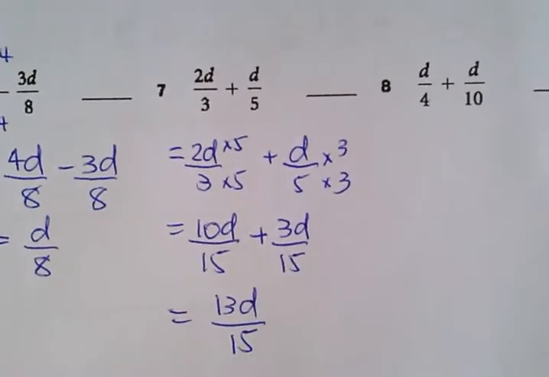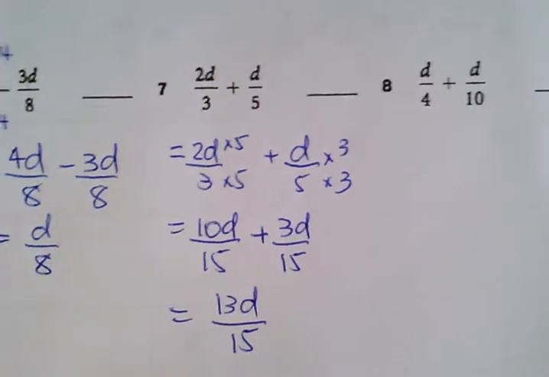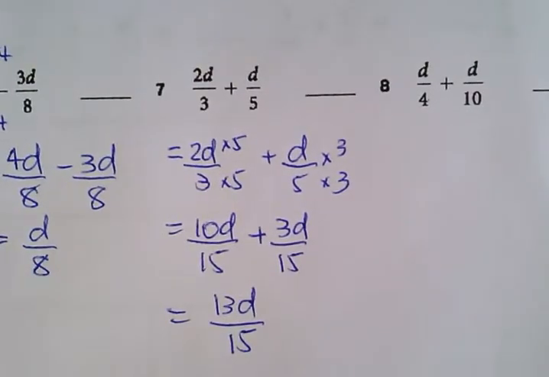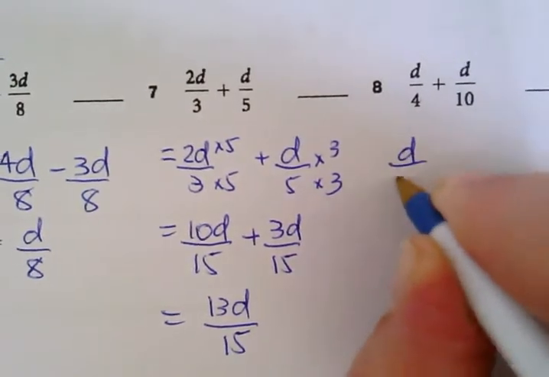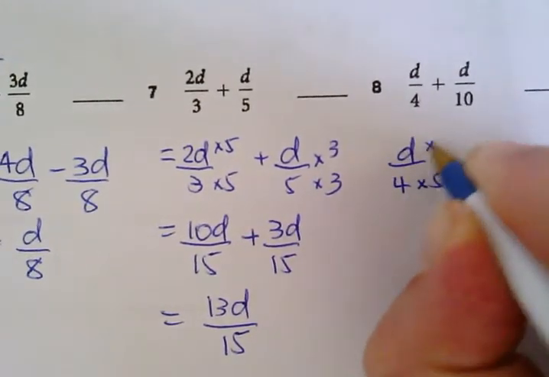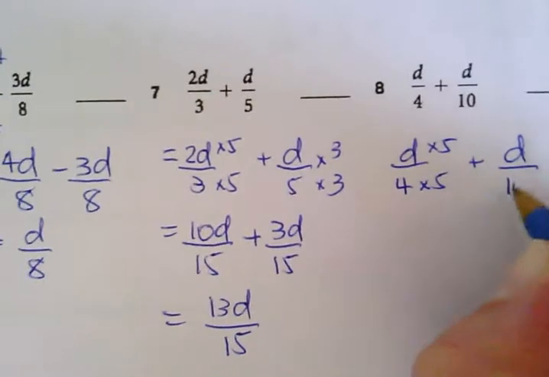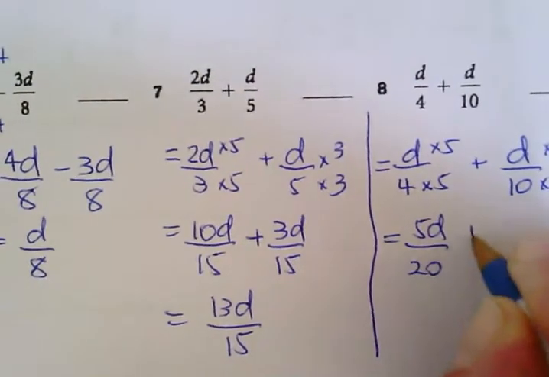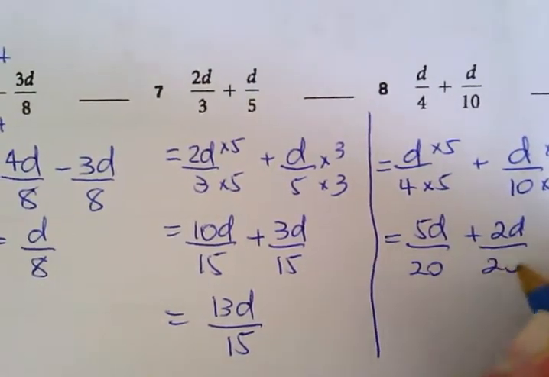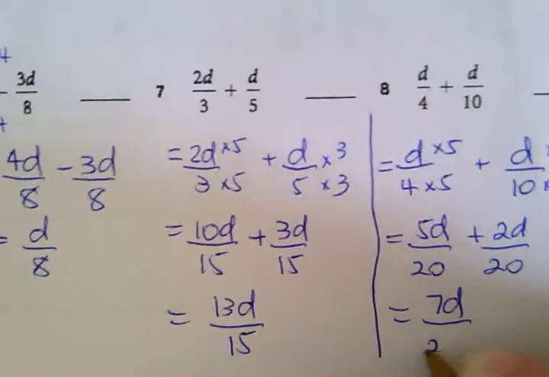But you can make it 40. But if you do, you'll have to simplify. So if you went 40, you would have got 14d over 40, which is 7d over 20, as long as you simplify it. So I'm going to go common denominator 20. So times 5 times 5, and times 2 times 2. And we get 5d over 20 plus 2d over 20 is 7d over 20.